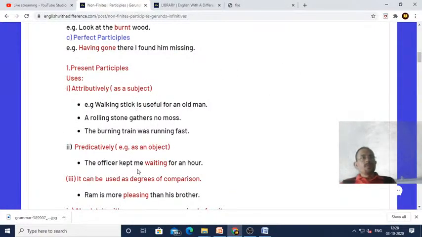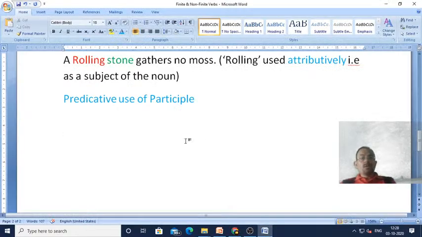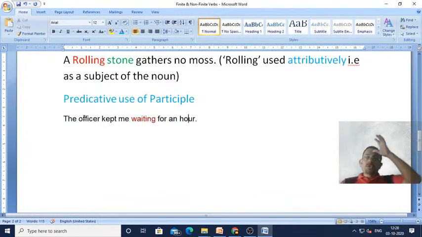Say for example, the officer kept me waiting for an hour. So here you can see "waiting" is used after the object "me" in the sentence. So that is the predicative use.